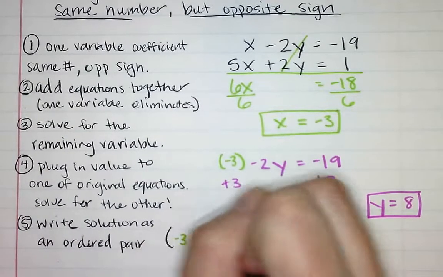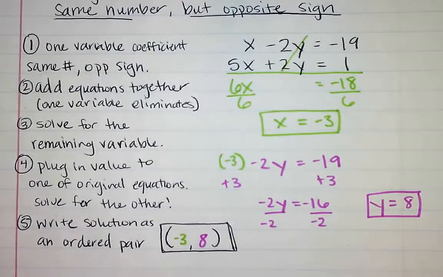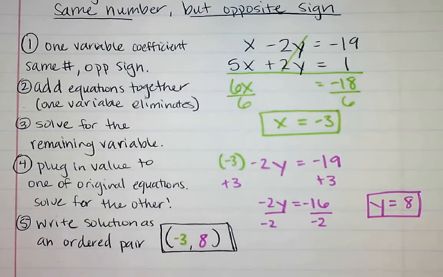So this right here would be our solution. So guys, elimination is not too bad, but it is following that set of steps. You solve for one variable, then you have to plug it in and solve for the other variable. Do y'all feel good about that?